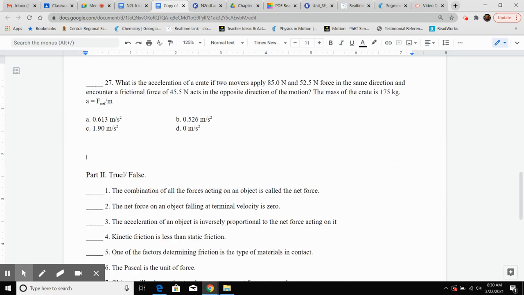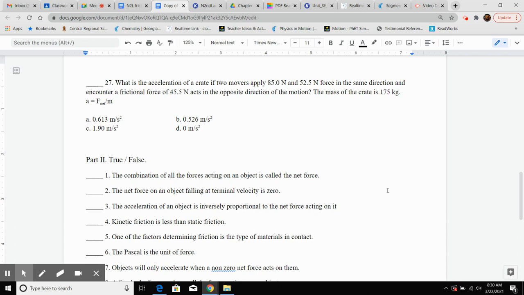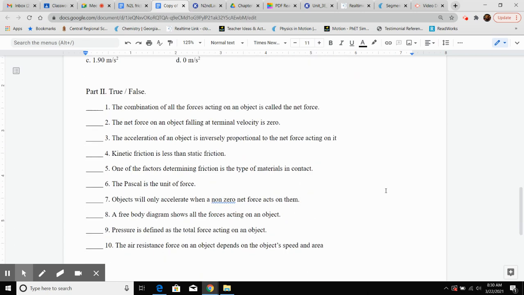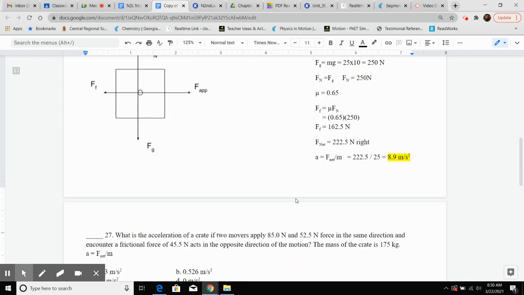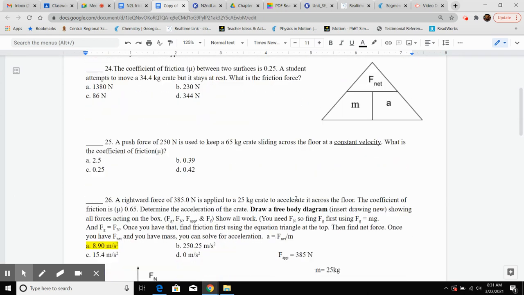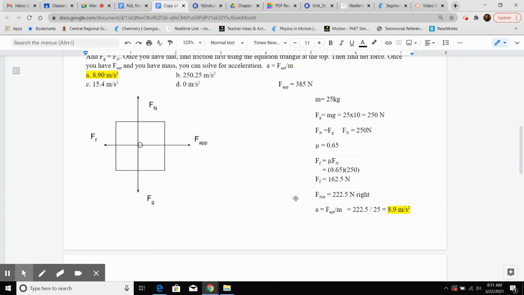And then the last part here, just some true and falses for you guys to go through and use. Okay. So yeah, I think you guys should be able to crush this.